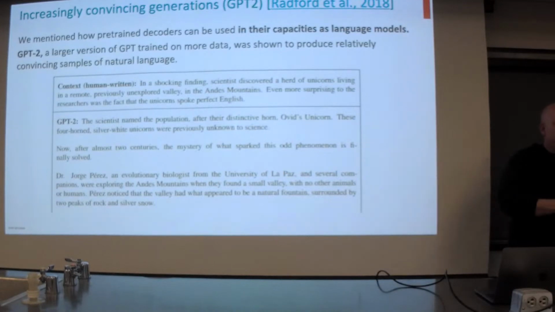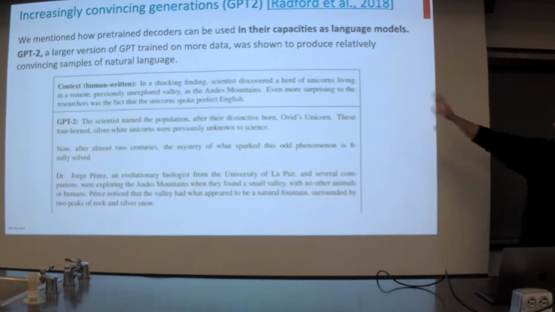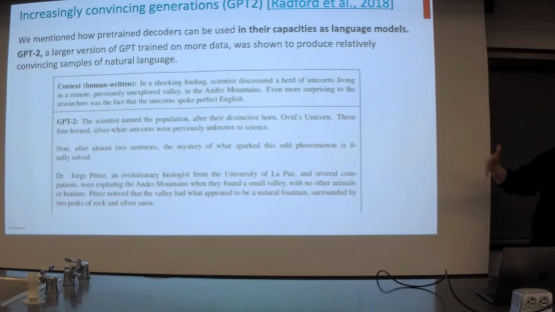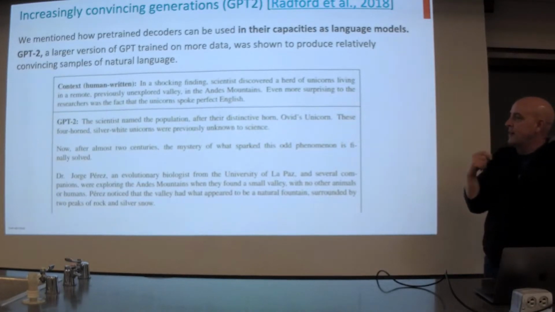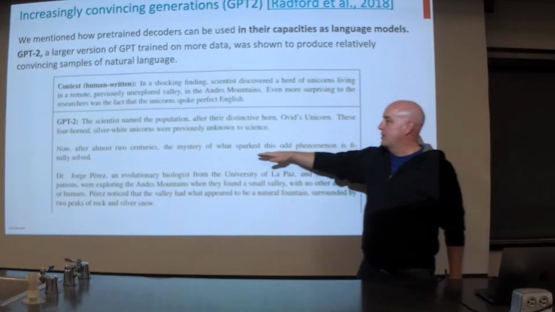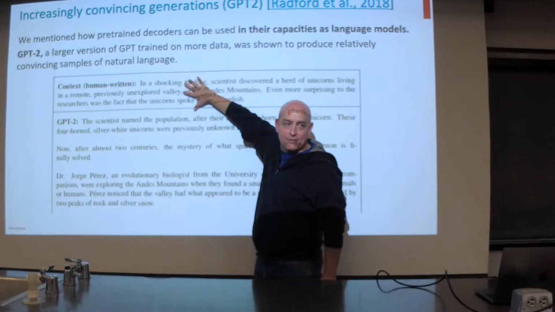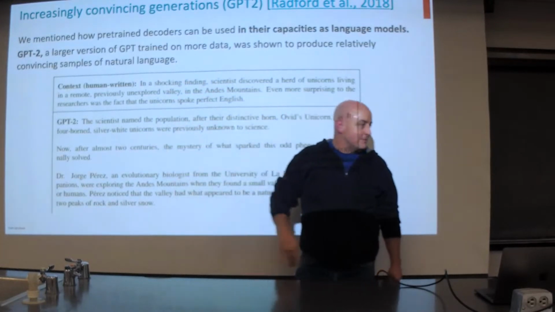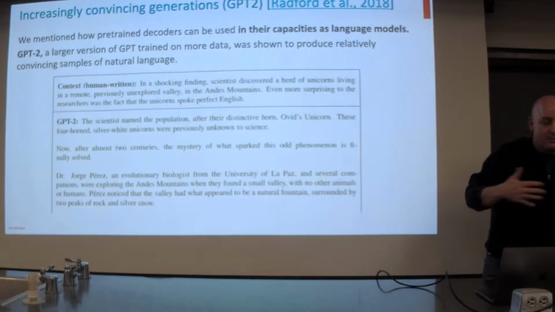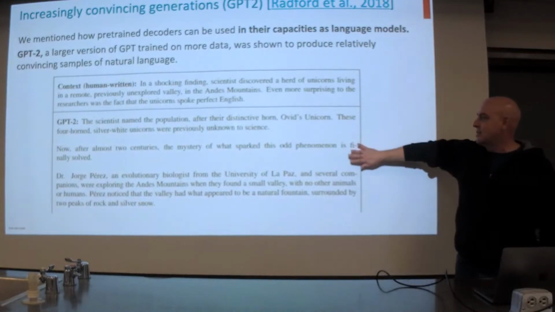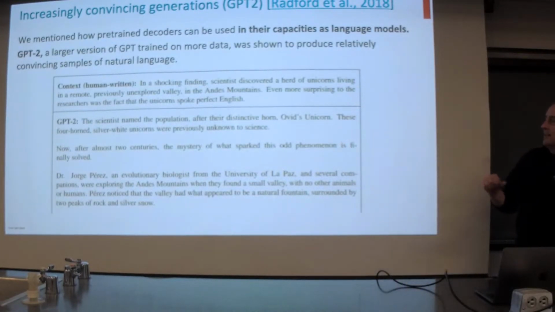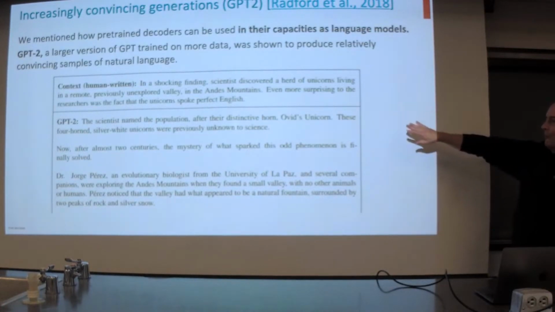Wow, how's it doing this? These four horns, silver white unicorns. So all of a sudden you have four horns. I don't know. Silver white unicorns were previously unknown to science. Now, after almost 2 centuries, the mystery of what sparked this odd phenomenon is finally solved. So you start to lose a little bit of coherence here, right? This sounds like we just discovered it, but the unicorns, we've known about them for years, and now we know something new about them. So it's starting to lose some coherence, but it still sounds in the right style, and it's still talking about the right kinds of things.